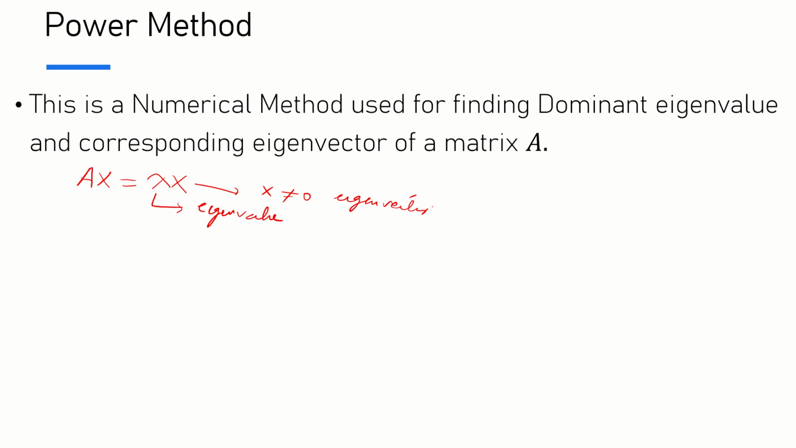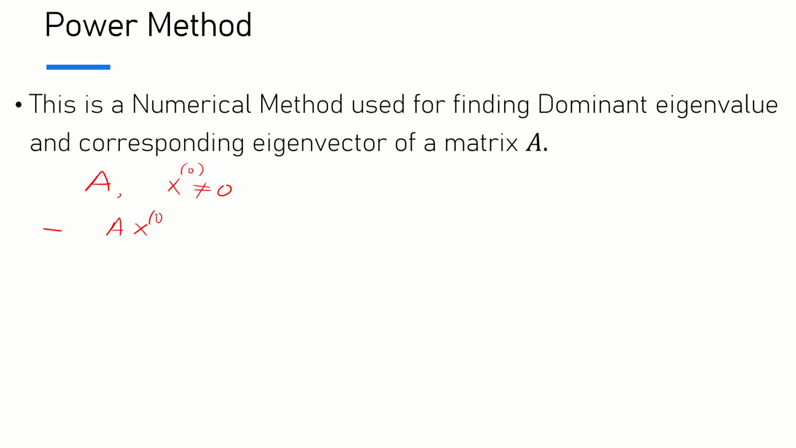Now, how does this power method work? For the given matrix A, we first choose a non-zero vector, say x0. This is the initial value. In step one, we multiply the matrix A with the initial non-zero vector x0, and we get another vector y. Let's call that y in iteration number one.